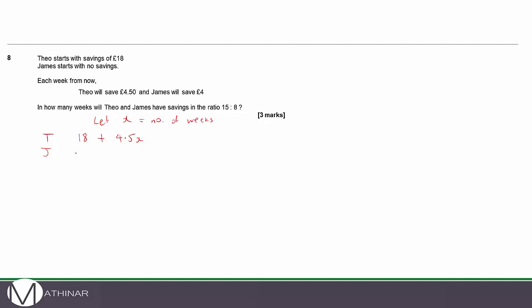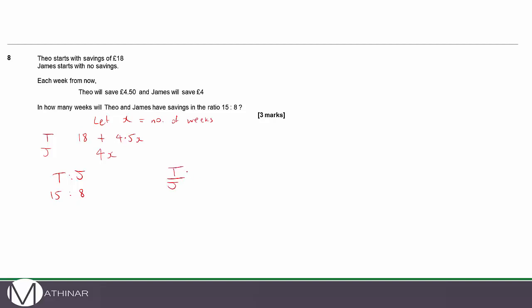A similar equation for James. He starts with no savings, so it's going to be 0 plus 4 times the number of weeks. Okay, so the equation for Theo is 18 plus 4.5x, and for James is just 4x. And I want to know when the ratio of Theo to James is equal to 15 to 8. So what we're going to do is something very similar to what we did in question 3. So the ratio of Theo to James, I'm going to write as Theo divided by James.